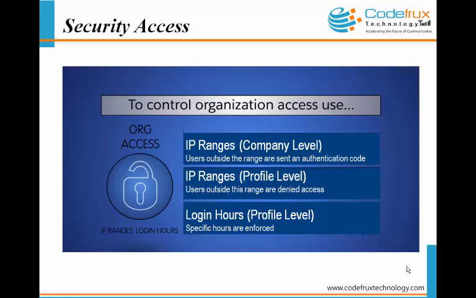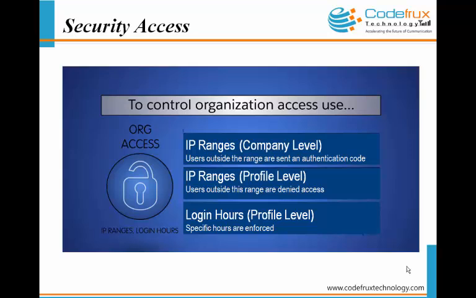To control the organization level access, we have to set the IP ranges at the company level, using which we can allow the users who fall within this range to enter the application. But there is a provision for sending an authentication code to the users who are not within this range but who are valid users of the application. Even if they are not falling within this range, they can access the application if they log in with the authentication code that they have received.